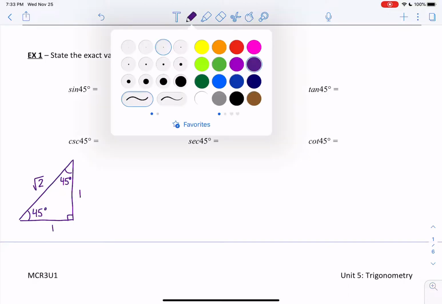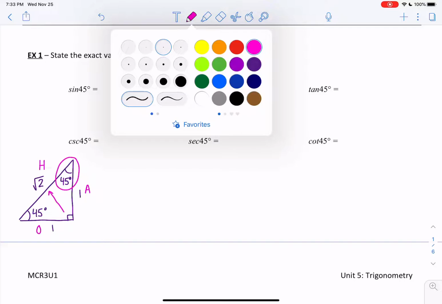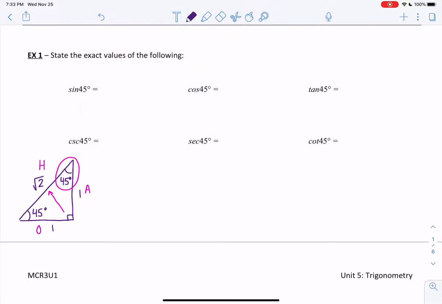To do this, we have to label our triangle. The first thing I'm going to do is circle one of the angles. It doesn't matter which 45 you circle because they're both the same angle. Now the side across from my right angle is my hypotenuse, and the side touching my angle is my adjacent. The side across from my angle is my opposite. So now using this, we are going to find all of our exact values.